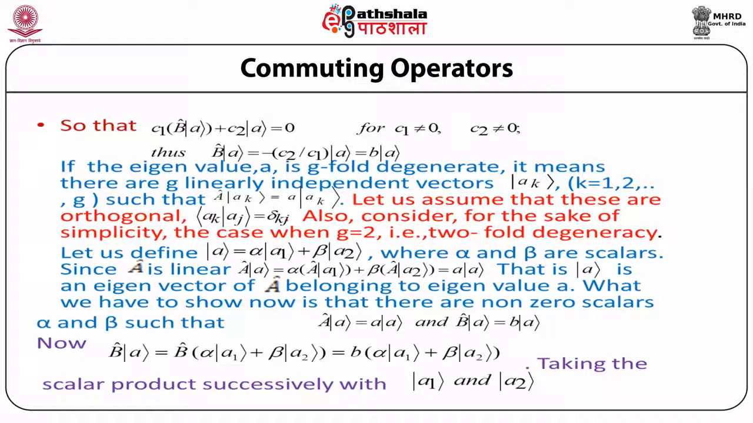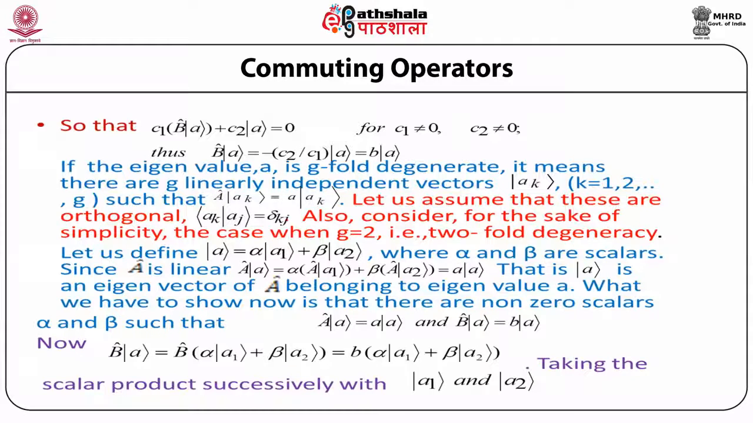Now, rearranging the terms in the above equation, we can rewrite it as operator B acting on ket vector A is equal to minus C2 by C1 times ket vector A, and this is equal to eigenvalue B times ket vector A. So from this equation, one can see that operator B acting on ket vector A gives us an eigenvalue B, where the eigenvalue B is simply given by the coefficients of the linear expansion. That is, the eigenvalue B can be written as minus C2 by C1, where C1 and C2 are the coefficients of the linear expansion.